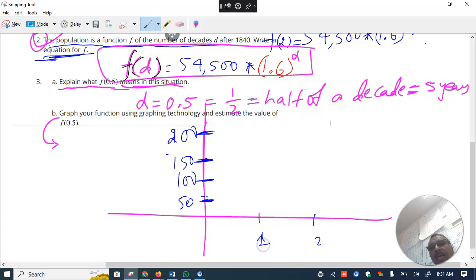It's not perfect. In the beginning, the population is 54,000, so 54,000 will be like this. The next one was 87, maybe here. Of course, I'm just trying to show with a sketch, and the next is 139, somewhere here, maybe here.